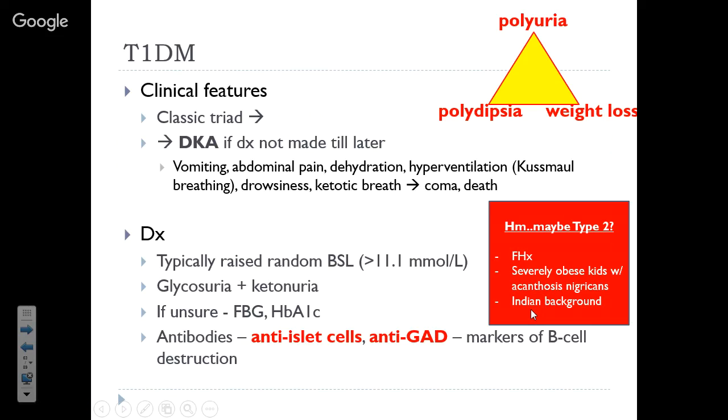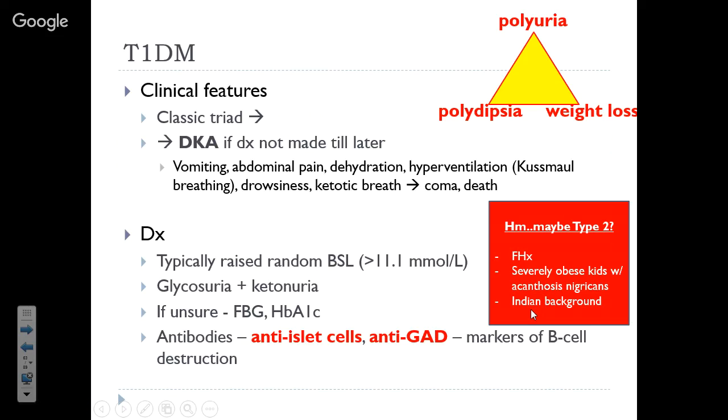And if the diagnosis isn't made till later, there is an increased risk of presentation of DKA. So that includes vomiting, abdo pain, more sort of dehydrated illness as well. Can progress to coma and death if not treated or not recognized. Diagnosis will typically be a raised blood sugar level, sugar or ketones in the urine.